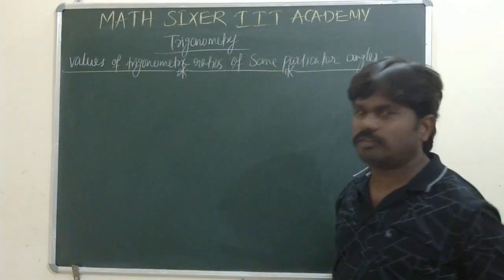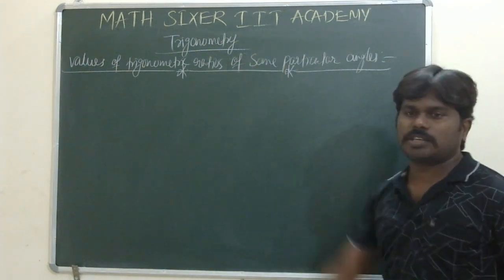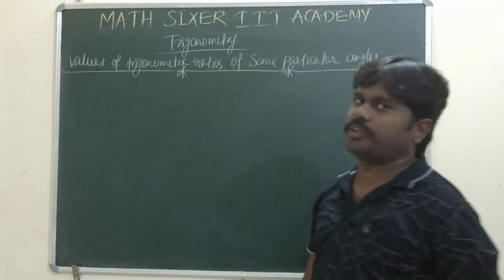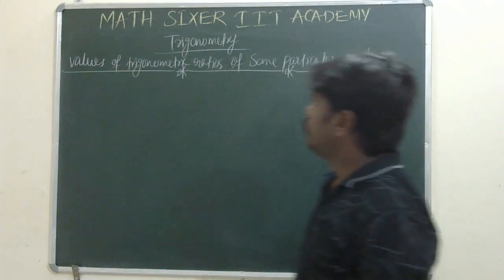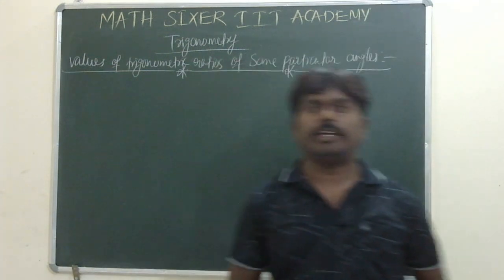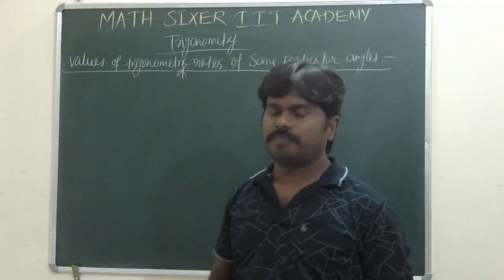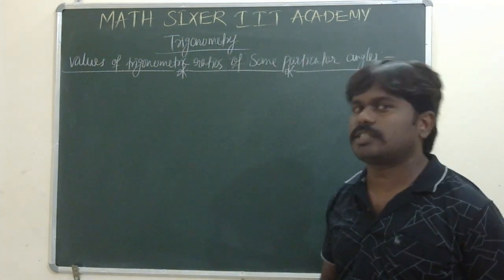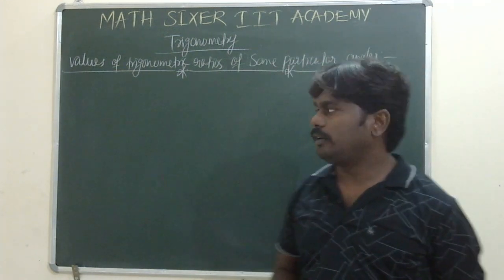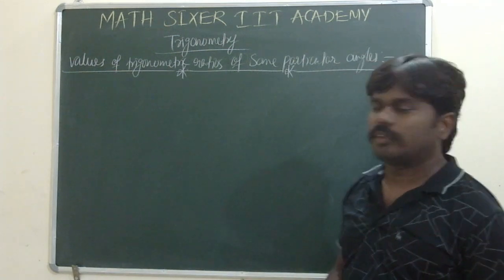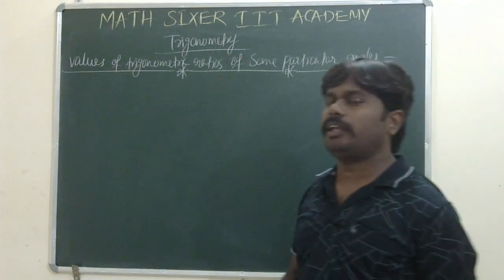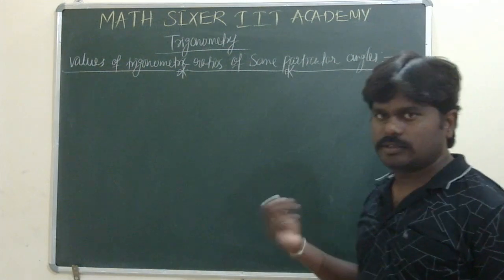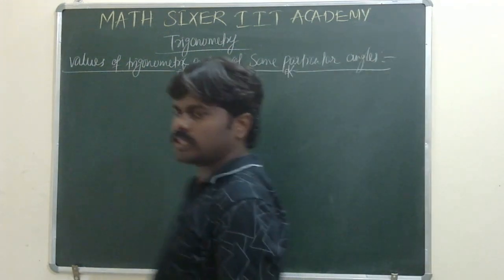In this video, our topic is trigonometry and our subtopic is values of trigonometric ratios of some particular angles. So, already we have seen how to find the trigonometric ratio values at 0, 30, 45, 60 and also 90, and now we are going to see the ratio values at 15, 18, 36, and so on. So now I will explain one by one.